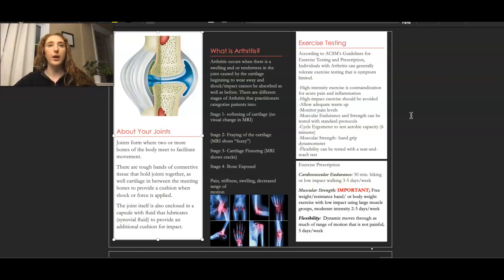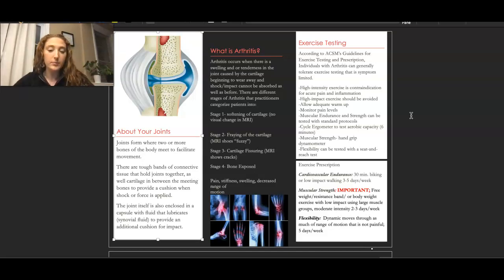They provide too much pressure, too much force on the joint where there's not enough cushion to absorb it. So you have a lot of pain, and you have a lot of inflammation that results from that. You should allow an adequate warm-up, and you should monitor pain levels as well, since they might be feeling a little bit of discomfort. The muscular endurance and strength can be tested with standard protocols, according to the ACSM's guidelines as well.